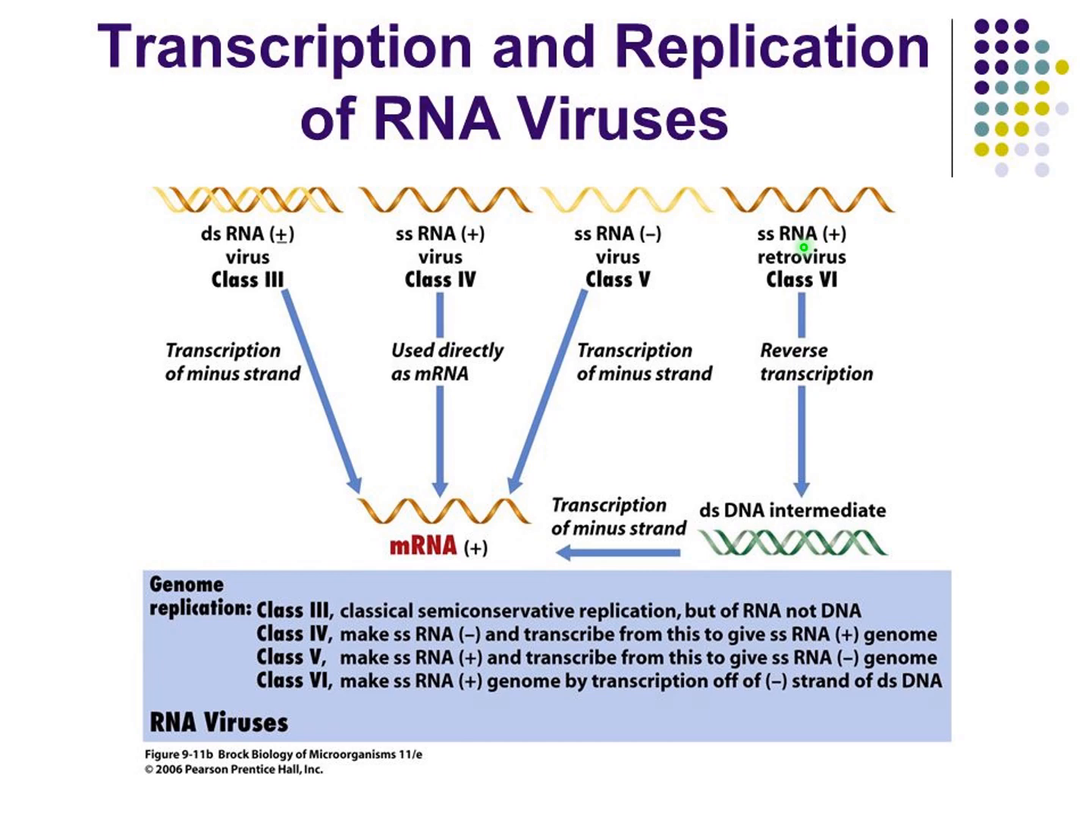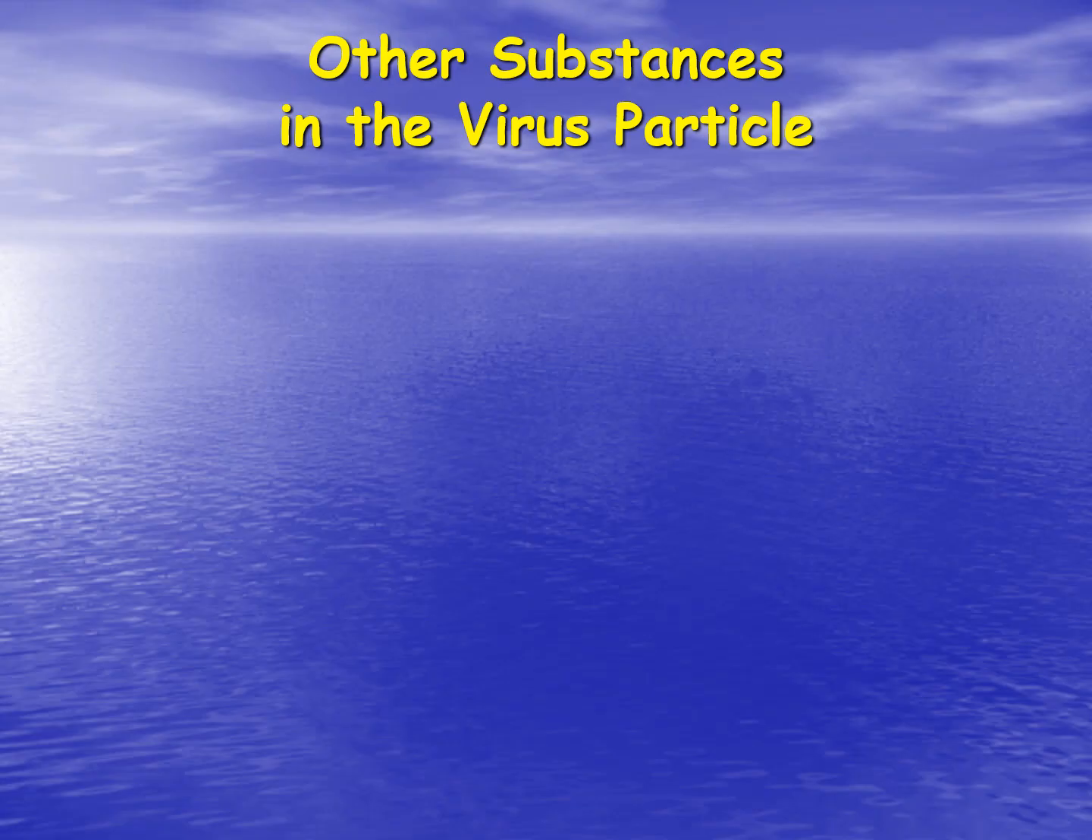If you're a single-stranded RNA positive sense carrying strand, that's a retrovirus, which is in class 6, then they carry a reverse transcriptase enzyme that will convert that single-stranded RNA into a complementary double-stranded DNA, which then will be transcribed into, again, a messenger RNA that will be used for translation into viral proteins.